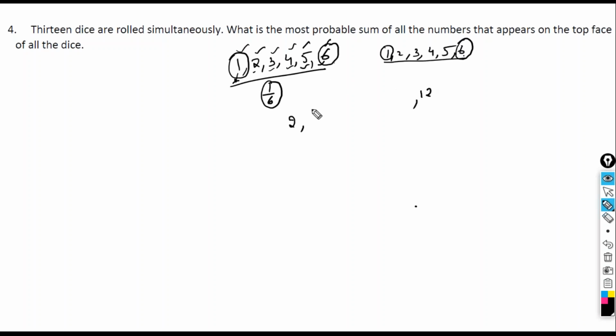Now we need to observe whether all sums in between 2 and 12 are possible or not. If it is 2 on one and 1 on the other, 3 is possible. 2 plus 2, 4 is possible. 2 plus 3, 5 is possible. 6, 7, 8 are possible. Then 3 plus 6, 9 is possible. 4 plus 6, 5 plus 6, and 6 plus 6, 10, 11, 12, all sums are possible. So please always keep in mind that whenever you are throwing a few dice, all the sums are possible between the minimum and maximum possible sum. Is it clear, everyone?